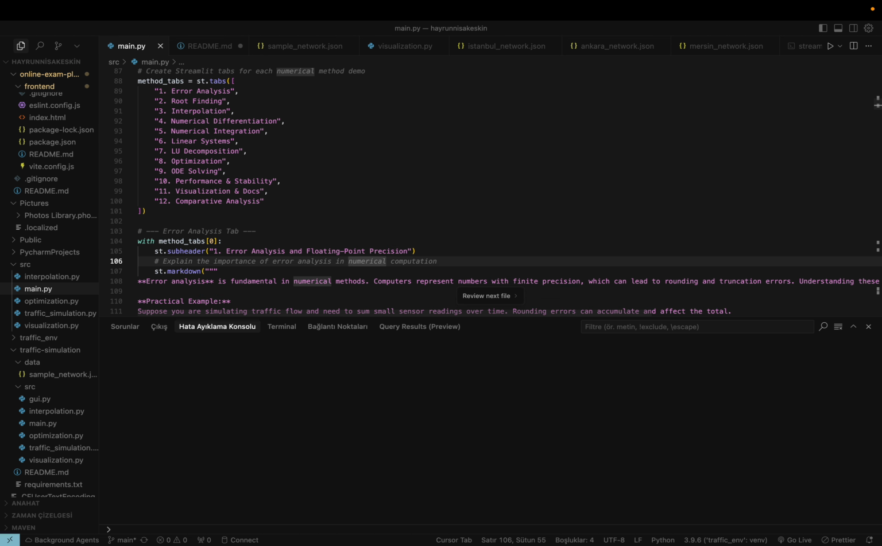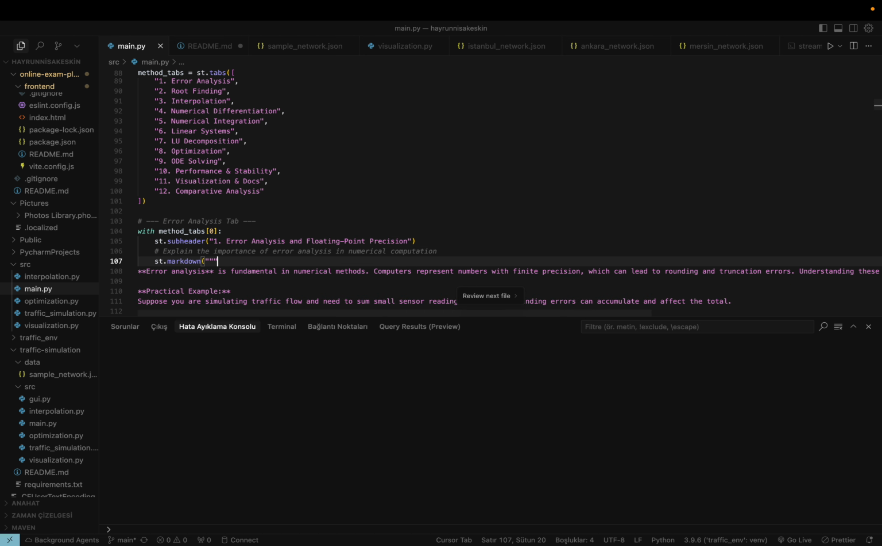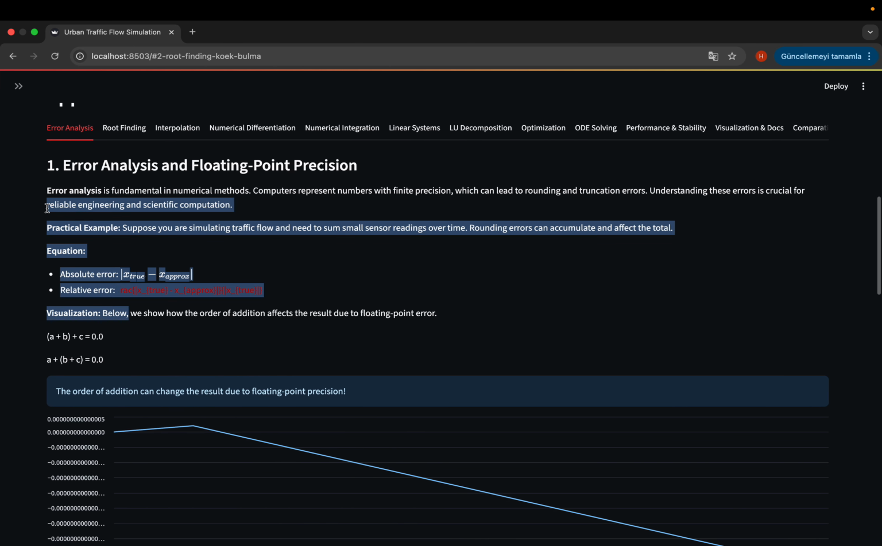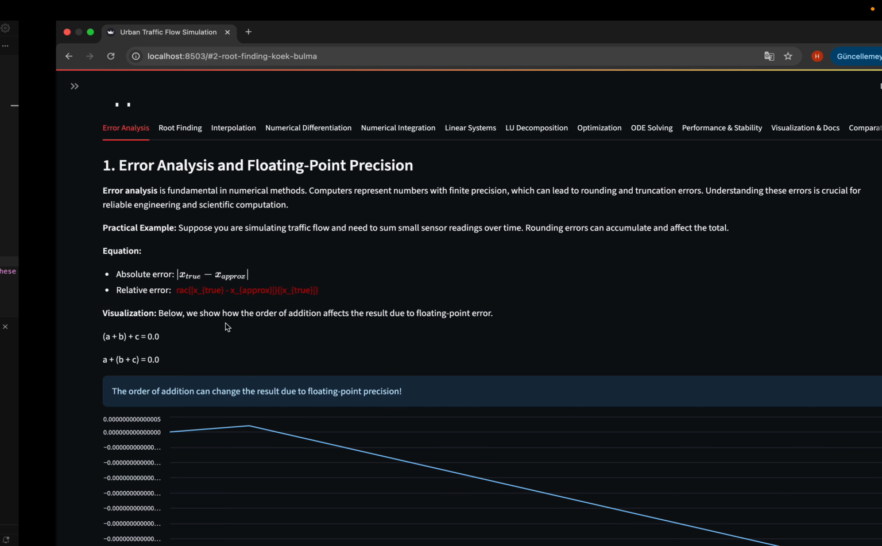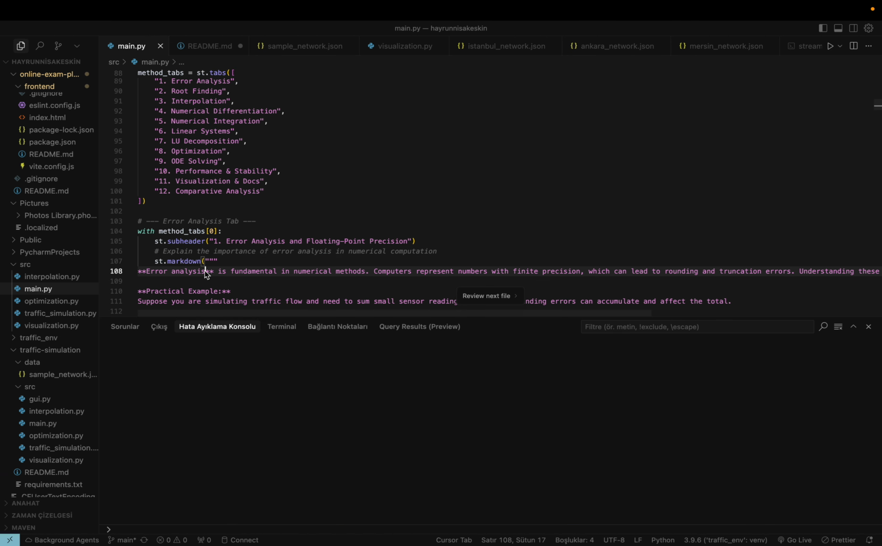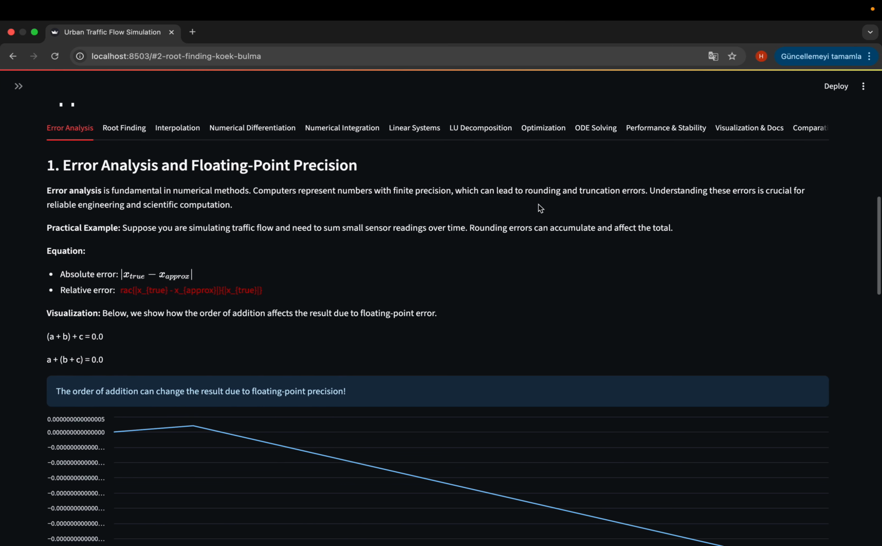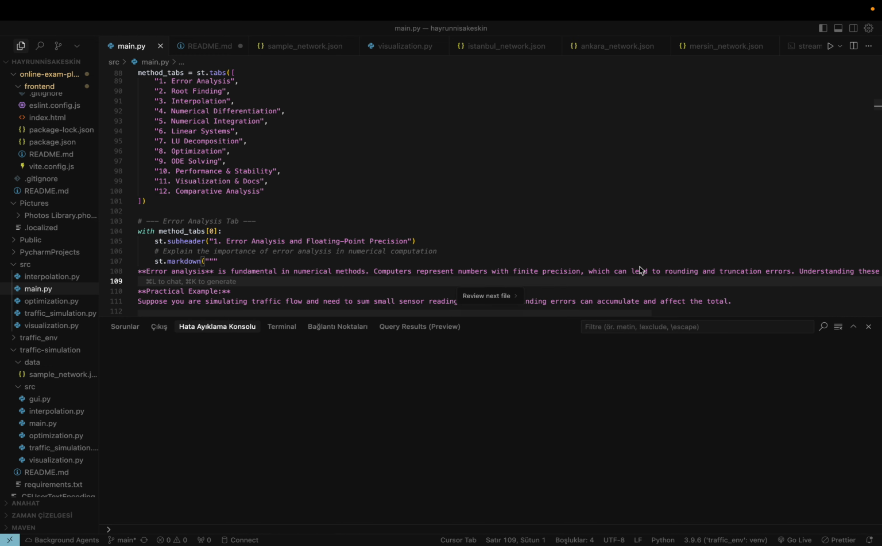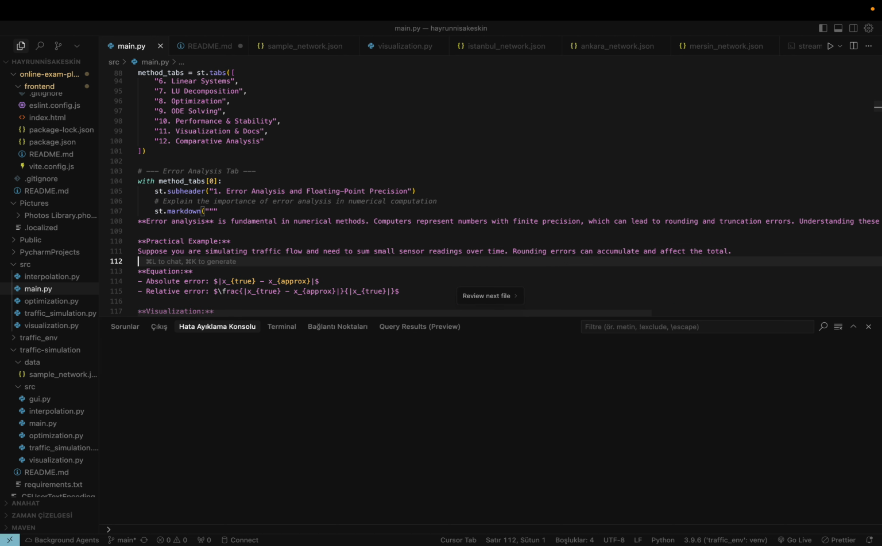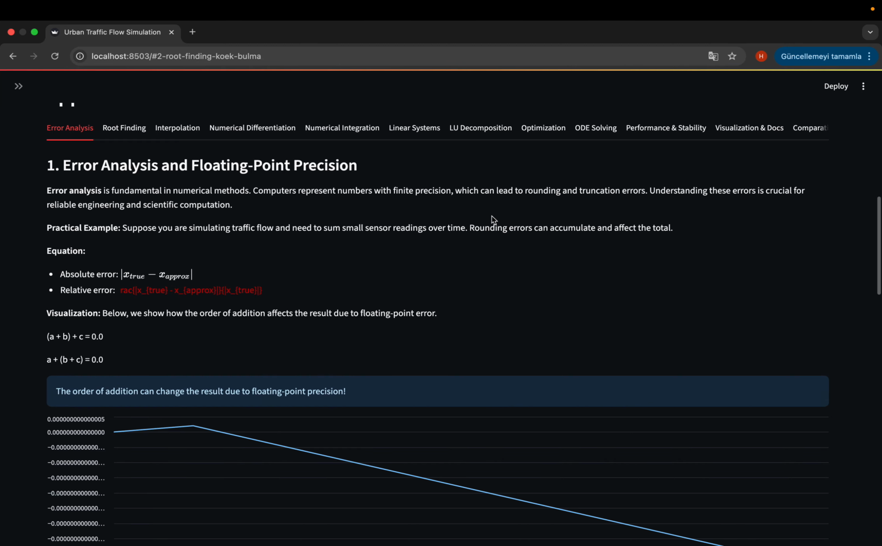And error analysis, explain the importance of error analysis in numerical computation. Error analysis is fundamental as numerical methods use finite numbers with finite precision, which can lead to rounding errors. Practical example: suppose your simulation.